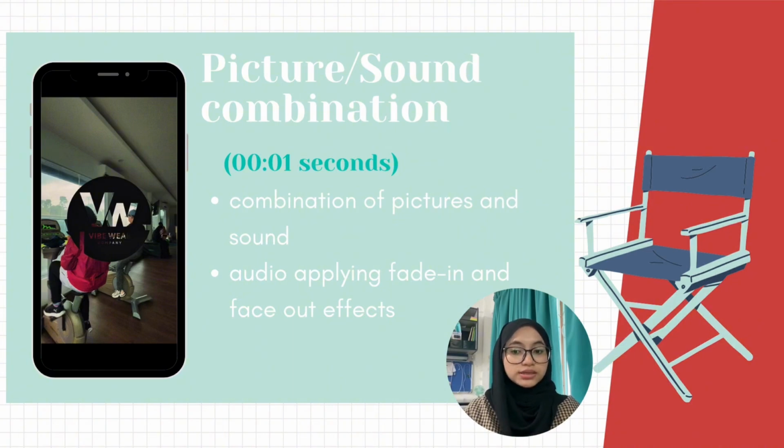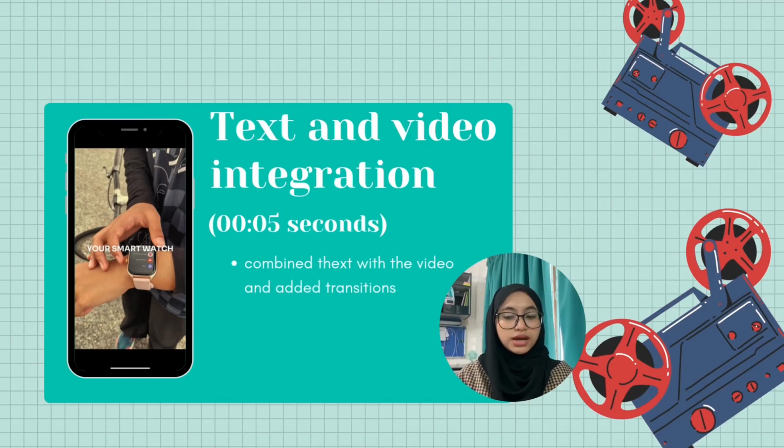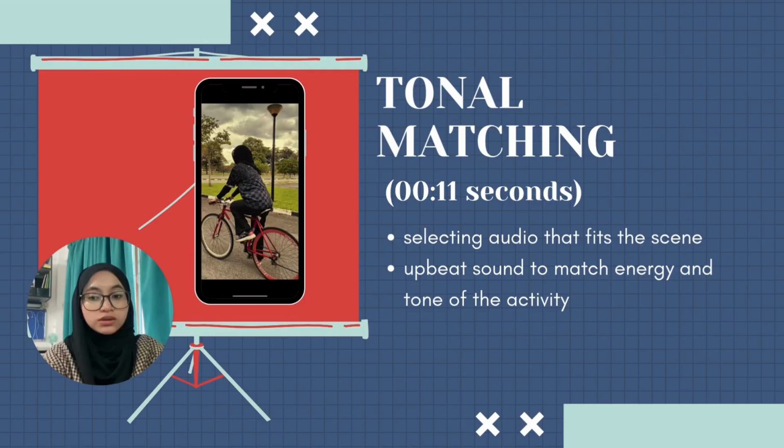So next, I combined text with the video and added a transition to make it flow between scenes, with more engaging visual appeal. For the background choice, I chose tonal matching, which means selecting audio that fits the scenes. Since the scene is about working out, I used upbeat sound to match the energy and tone of the activity.